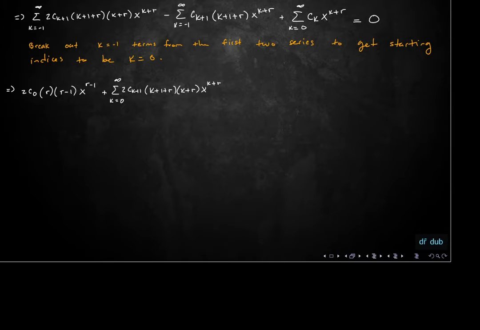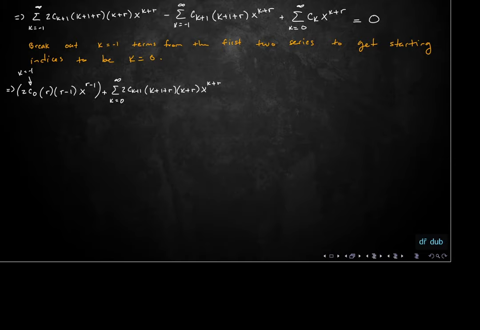So that's the first series. Pulled out the k equals negative 1 term right here. So k equals negative 1. Basically this whole thing right here. And then the rest, k equals 0 to infinity, I leave in a series.